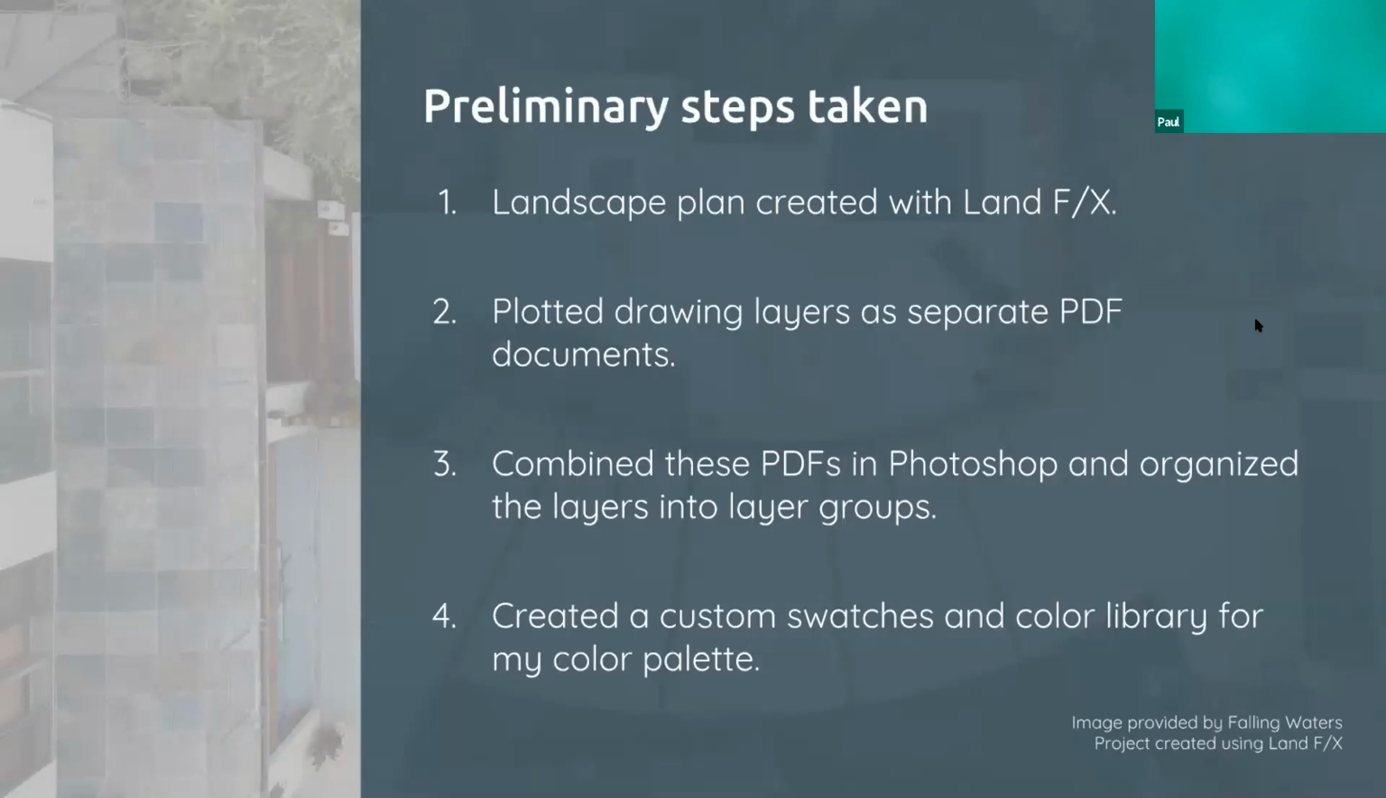So before we get started in Photoshop, here's what I've done to get to this point. I created a simple landscape plan in Land Effects, and then I plotted the different elements of the landscape on different PDF documents, and I combined those documents into Photoshop and organized those different layers into layer groups. So right off the bat, we're going to have a good sense of organization, which is key. And then I've also created some custom swatches for my color palette.